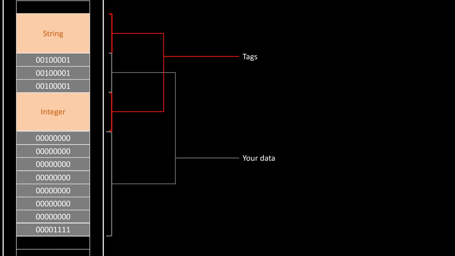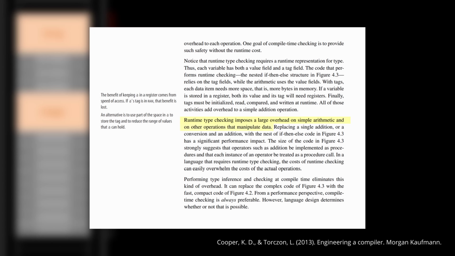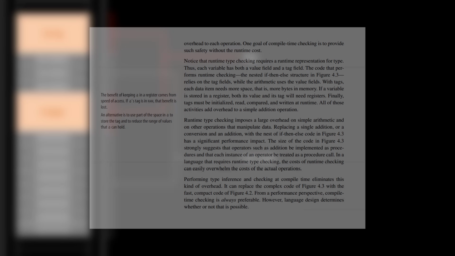The second problem, and perhaps the most important one, is that this approach imposes a large overhead on simple arithmetic and other operations that manipulate data. These tags must be initialized, and that takes time. They must be read, and that takes time. They must be compared, and that takes time. Additionally, they must be written at runtime, and as you may guess, that also takes time. So all of these tasks require CPU time, which means that most of the time, the interpreter is executing all of those extra steps instead of executing your code.